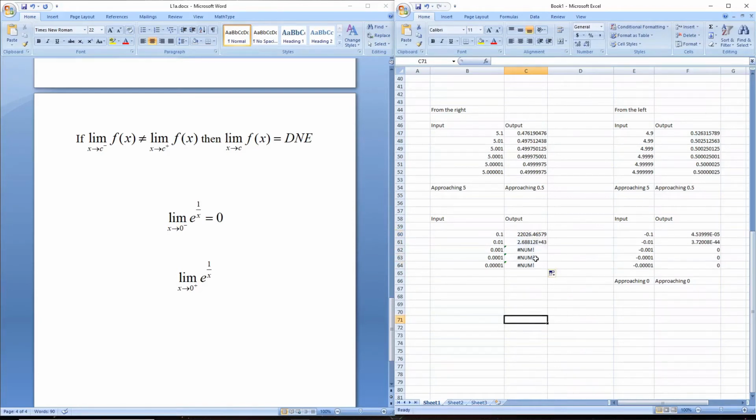And this broke Excel as well. If you look at this, 0.01, this number here is 10 to the positive 43. So that's 43 zeros. Just to give you an idea, a million is 6 zeros. So 43 zeros is off the charts large, so large that the next numbers overflowed Excel. So what did we observe here? Well, as we approached 0, we see our function is going to infinity.